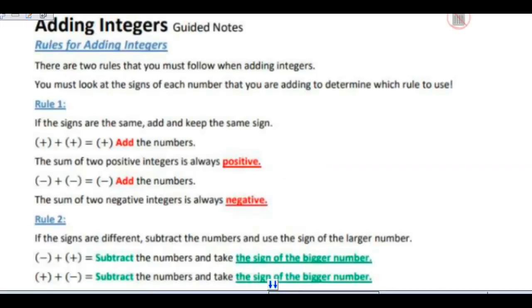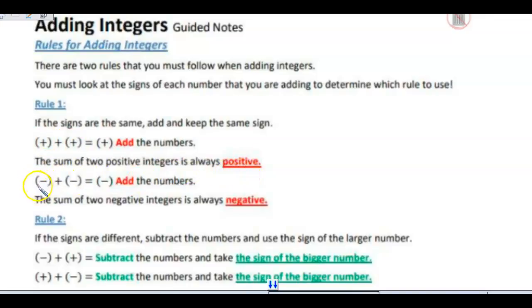When we're adding integers, we have a couple of rules to follow. The first one is looking at the signs. No matter which rule you use, that's the first thing you need to do, is to look at the signs of the numbers that you're adding, and that's going to help you decide if you're going to use rule 1 or rule 2. If the signs are the same, we're going to add and keep the same sign. So if I have two positives, I'm just going to add those two numbers together, and it's going to be positive because these two numbers were positive. The sum of two positive integers is always going to be positive.